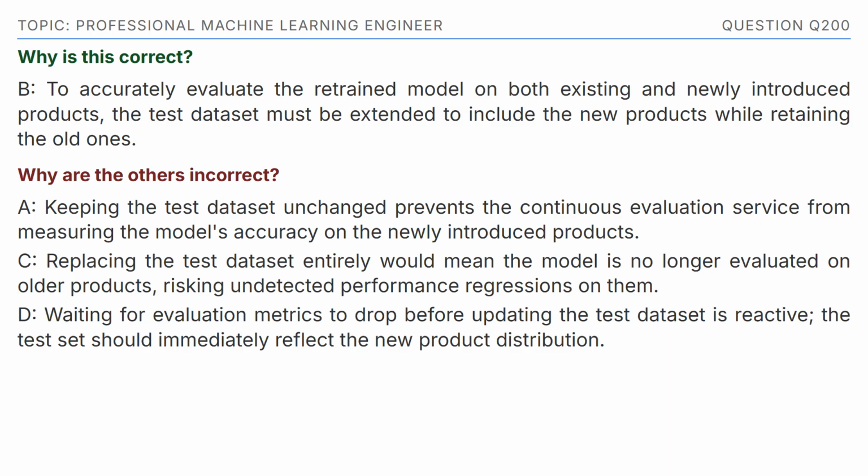Why are the others incorrect? A. Keeping the test dataset unchanged prevents the continuous evaluation service from measuring the model's accuracy on the newly introduced products. C. Replacing the test dataset entirely would mean the model is no longer evaluated on older products, risking undetected performance regressions on them. D. Waiting for evaluation metrics to drop before updating the test dataset is reactive. The test set should immediately reflect the new product distribution.